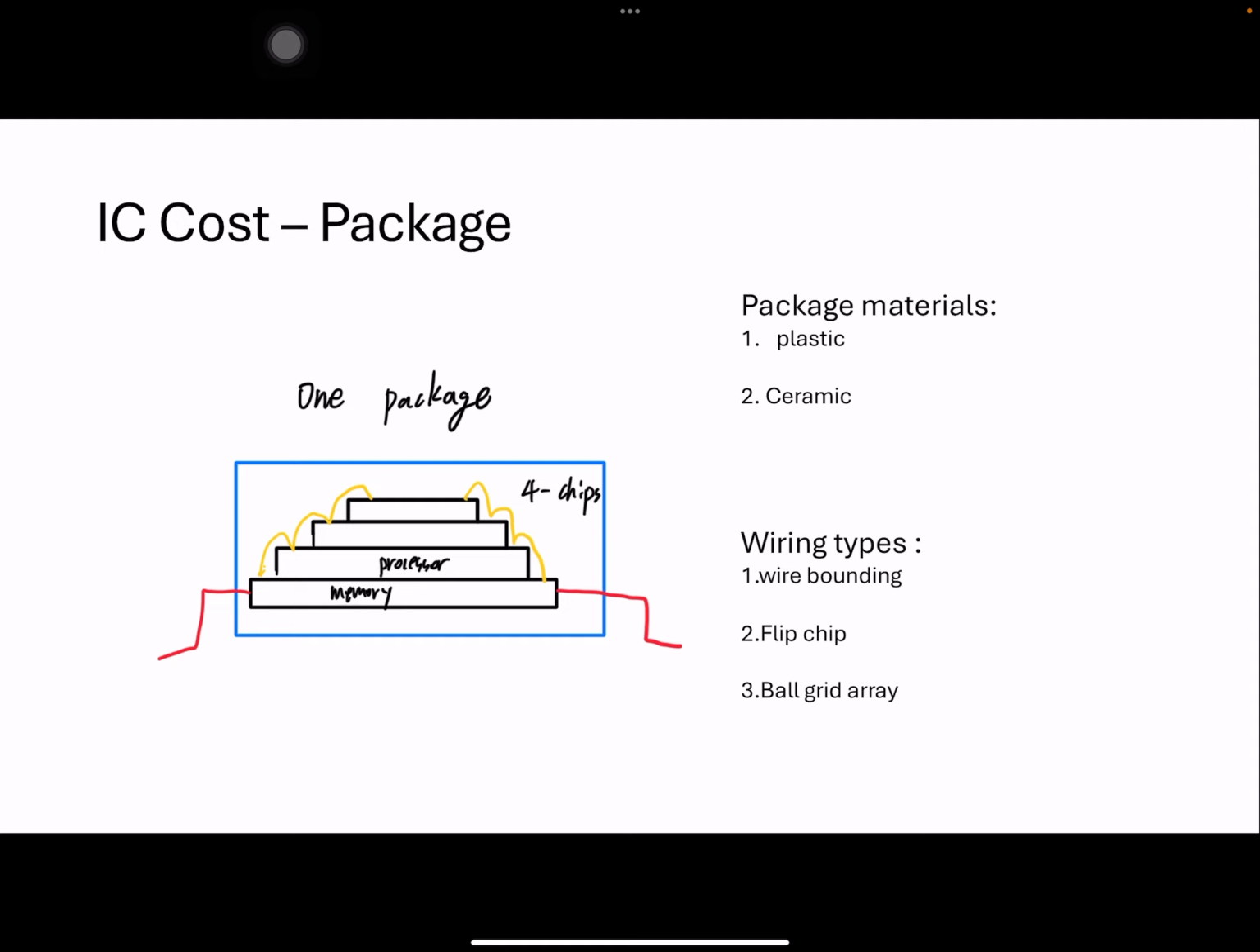The wiring types are different too. Those 3 have different pros and cons. The package can also put several chips in one package, so the package can contain many chips. The picture contains 4 chips in one package, like the memory and the processor in the same package.